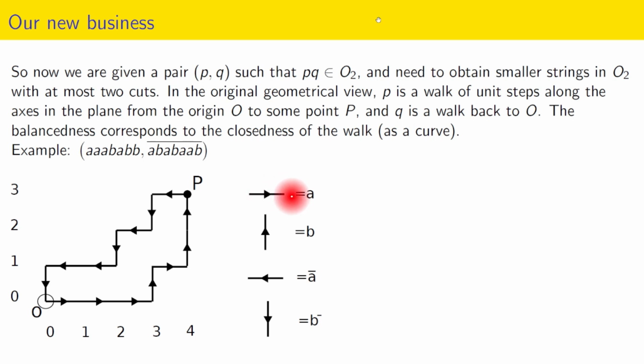So you move one step on the right when you see an A, you move one step up when you see a B, one step left when you see a conjugate A, one step down when you see a conjugate B. In this way, for any pair of strings, you can construct a walk. Here, the circle is the origin, so you start from here, and you move A, so 3 steps. Then you see a B, you move up, and so on.